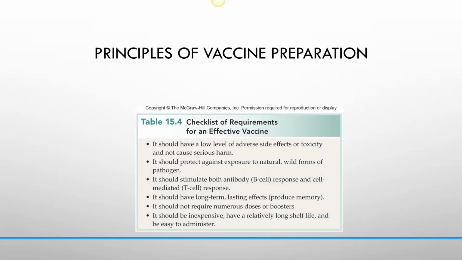So, some principles of vaccination preparation. What we want is it should have low levels of adverse side effects or toxicity and not cause serious harm. It should protect against exposure to natural, wild forms of the pathogen. It should stimulate both antibody and B cell and T cell responses. It should have long-term lasting effects, like produce memory. It should not require numerous doses or boosters, and it should be inexpensive, have a relatively long shelf life, and be easy to administer. So this is the ideal vaccine, and a lot of our vaccines kind of come close to meeting this criteria.